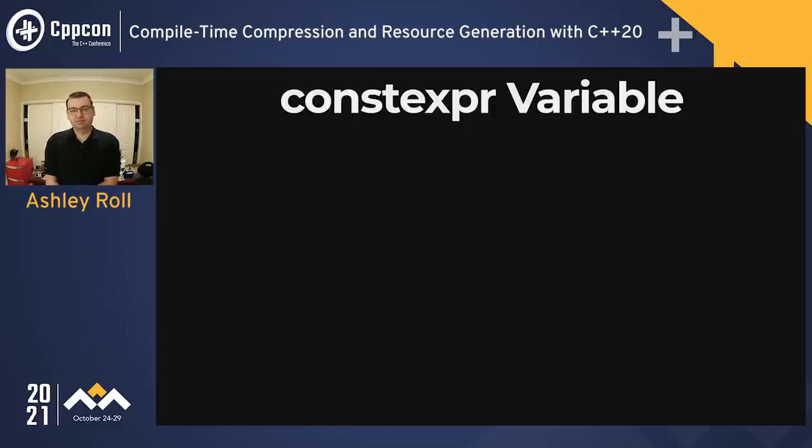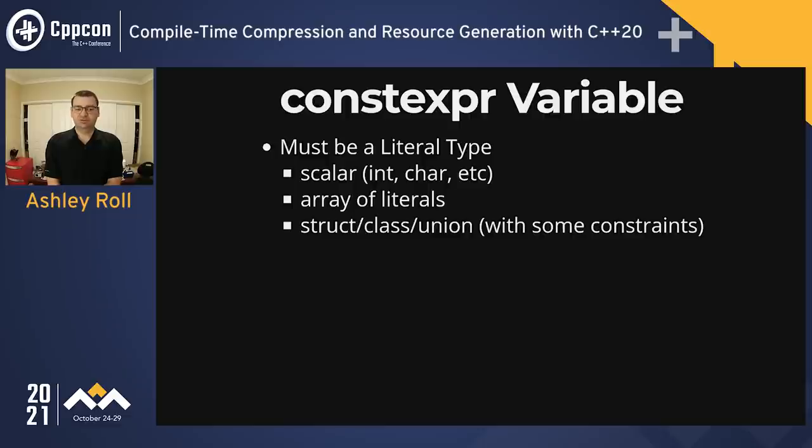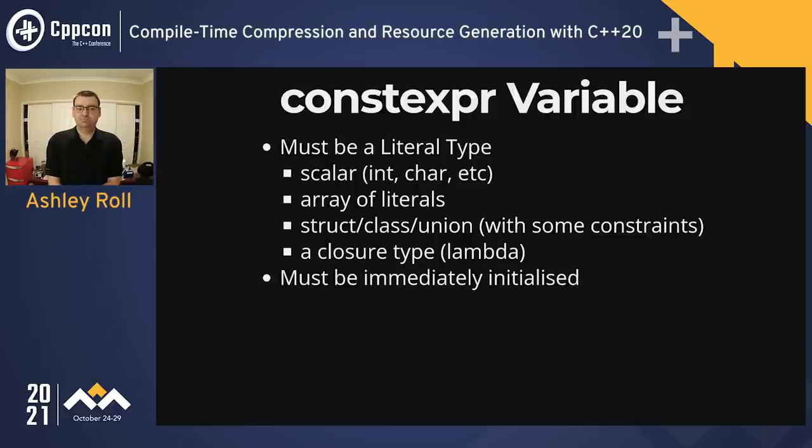So constexpr variables have to be a literal type. That basically means a scalar, like an int or a character or something like that. They have to be an array of literals or a structure or a union or a class or something like that. There's a few constraints there, but I don't really want to go in depth with that. A constexpr variable can contain a closure type, i.e. a lambda. The variable must be immediately initialized, which means that when you declare it, you must give it a value so that the compiler knows what to store there.